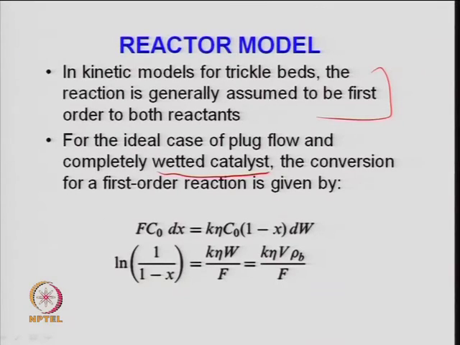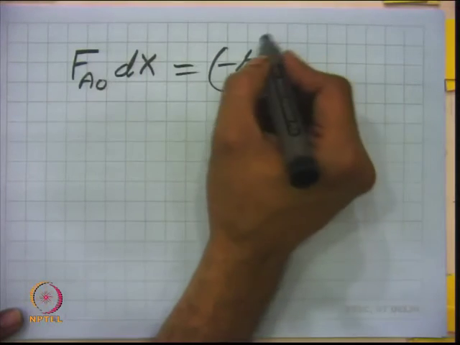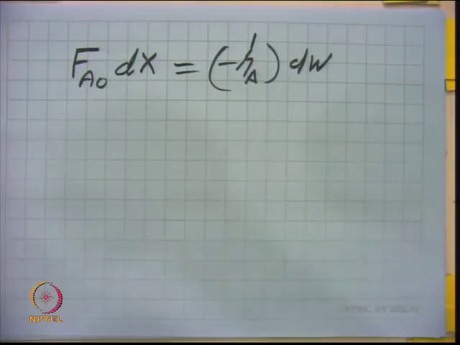The conversion in a first order reaction, as usual, you know that F A naught d x A is equal to minus R A dash d W. All of you know this design equation, the reactor design equation for a plug flow reactor. So, F A naught, the molar feed rate, times d x A for a differential element is equal to minus R A, which you can write either per unit mass or per unit volume. Here it is written per unit mass times d W, where d W is the mass of the catalyst in the bed, and the mass of the catalyst in the bed can be written in terms of the density of the catalyst times the volume of the catalyst.